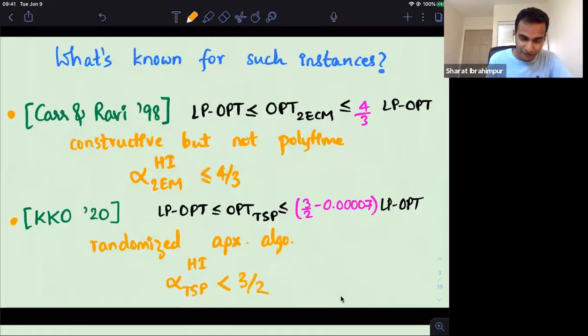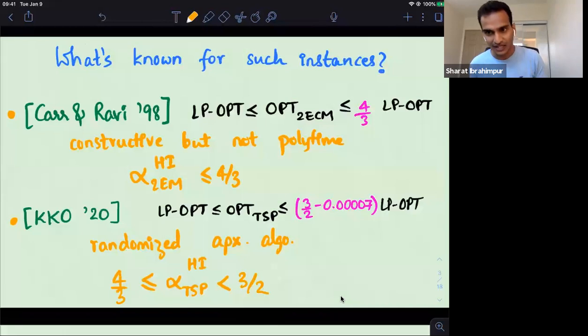Yeah. And we already know of half integral instances where the integrality gap is at least 4/3. So the true number lies somewhere between these two bounds. Yeah. Any questions so far?